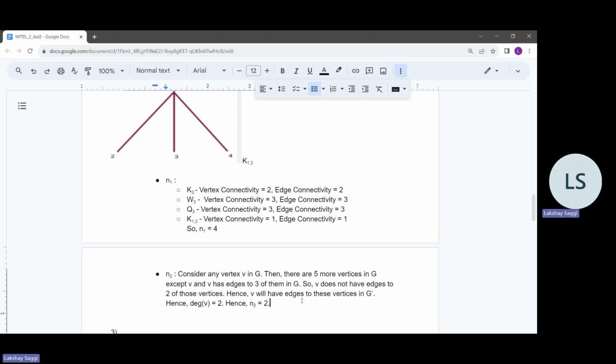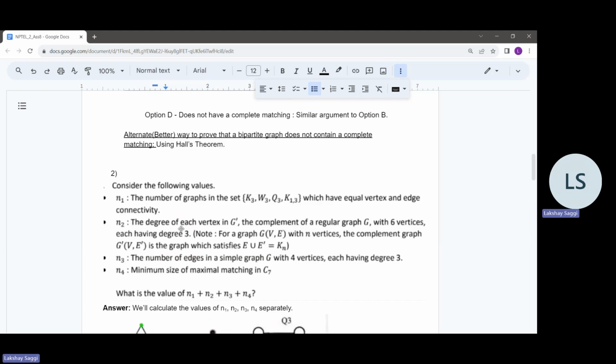N2 was actually nothing but the degree of each vertex in G prime, which was the complement of graph G. So G had degree of 3, G prime will have a degree of 2. Note that G prime will also be a regular graph, as in G prime also, every vertex has equal degree, which is 2. Even though the degree 2 is not equal to degree 3, it's a regular graph.